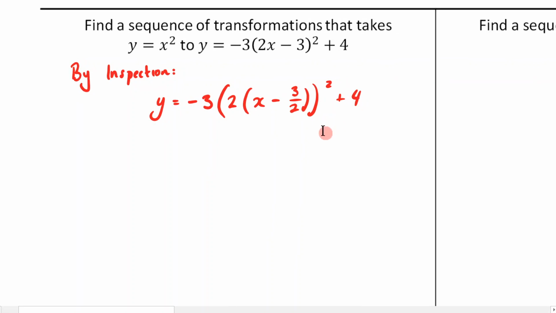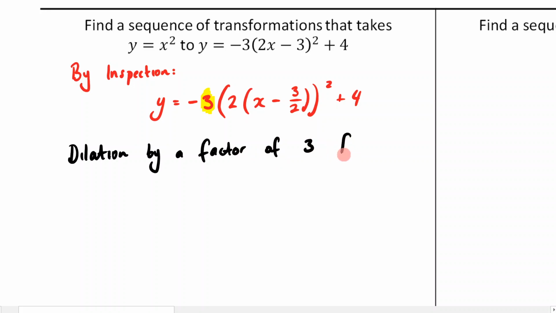Okay, after you've done that, now we can just answer the question straight from what we have done here. The way that you read off your transformations is you begin with your dilations. So I have a dilation here. Let's now describe it. Your answer is actually going to be sentences. So you're going to say, dilation by a factor of 3 from the x-axis.